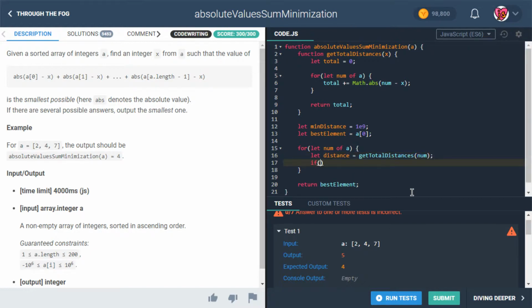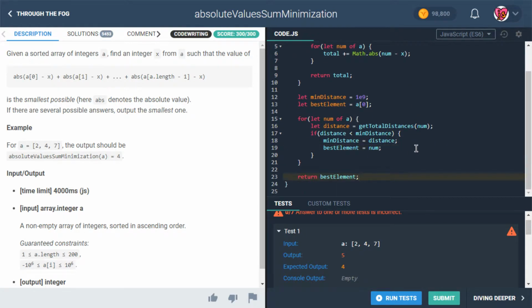And then if that distance is less than our minimum distance, well, that means, number one, we have a new minimum distance. It's going to be this distance. And also we have a new best element, and it's going to be whatever number we're currently looking at here. And that's the thing we're going to be returning at the end.